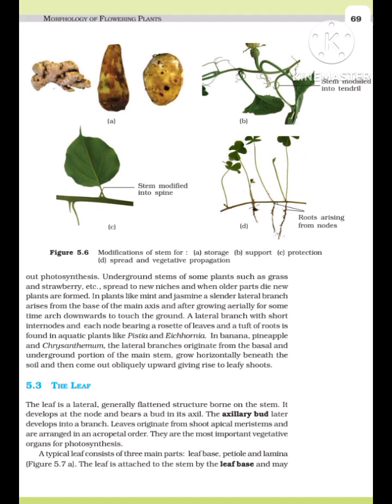5.3 The leaf is a lateral, generally flattened structure borne on the stem. It develops at the node and bears a bud in its axil. The axillary bud later develops into a branch. Leaves originate from shoot apical meristems and are arranged in an acropetal order. They are the most important vegetative organs for photosynthesis. A typical leaf consists of three main parts: leaf base, petiole, and lamina, Figure 5.7a.